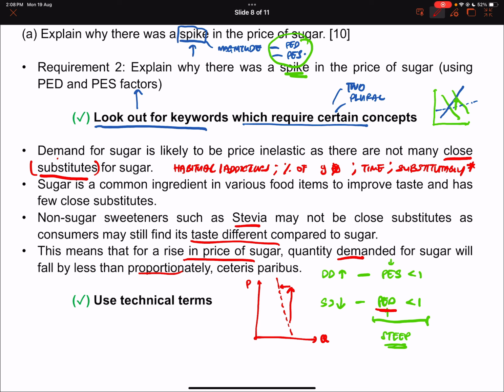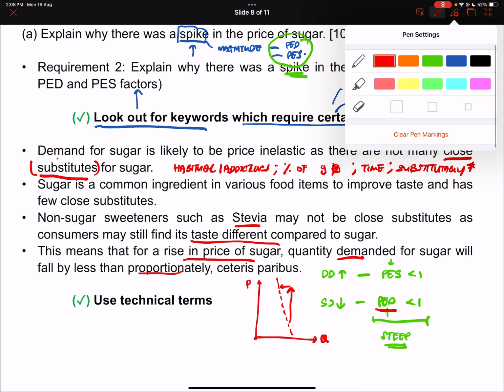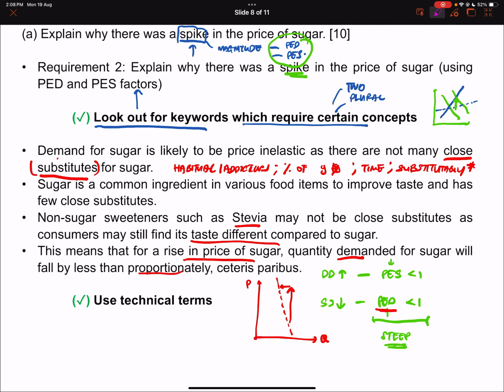Okay, the next thing I want to say is that just like in the demand and supply factors, you've got to use technical terms, which means you've got to memorize these factors. So you memorize the close substitutes. What you do is: H, habitual consumption; I, proportion of income; T, time; S, substitutes. Then you say, okay, which one did I use? I used substitutability. How did I explain it?